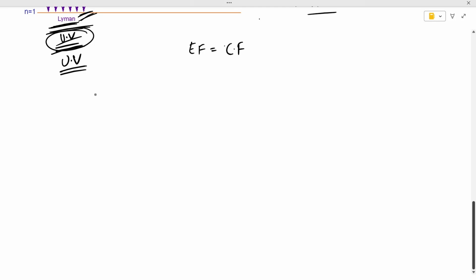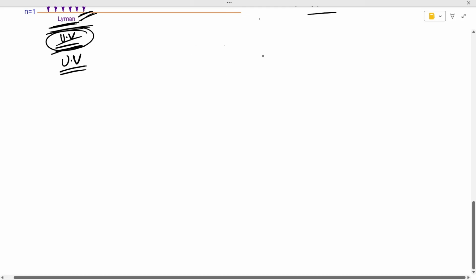Now we know that the electrostatic force of attraction between the nucleus and the electron is equal to Z times e square upon 4 pi epsilon naught r square. Now, the electrostatic force of attraction is equal to the centrifugal force. So you can write that the centrifugal force, that is m v square upon r, is equal to Z times e square upon 4 pi epsilon naught r square.